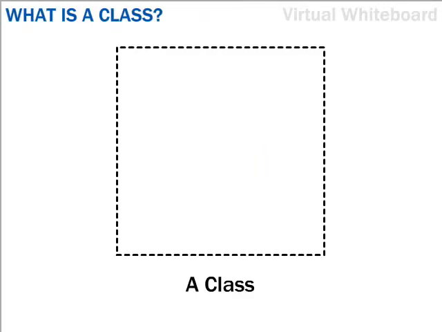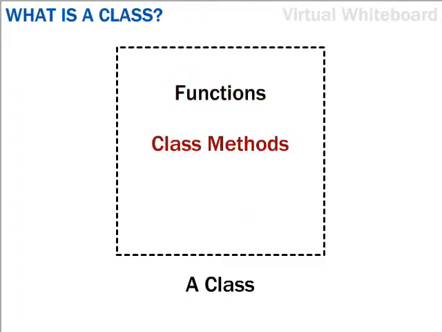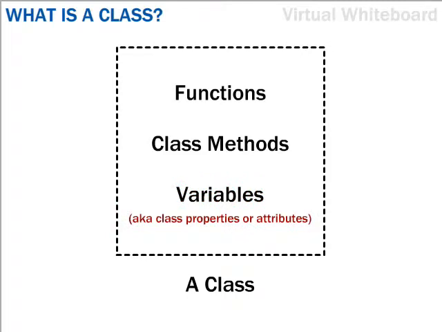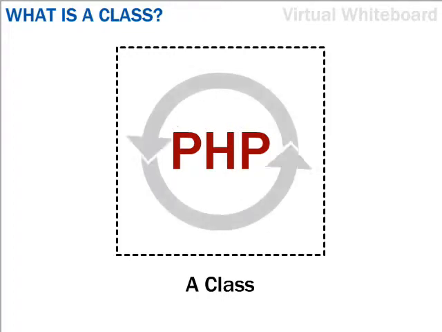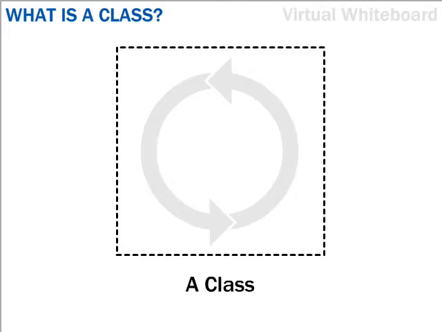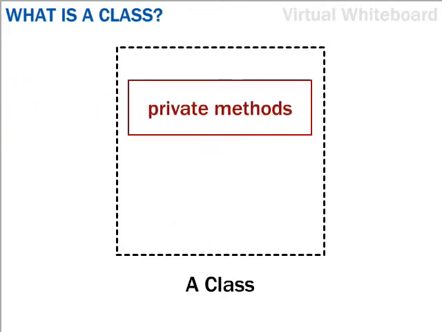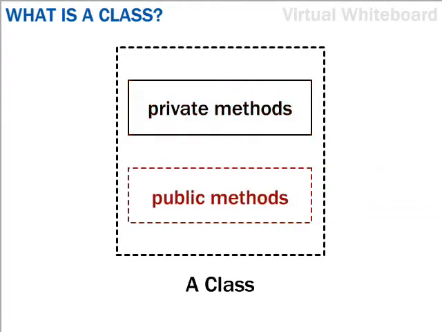A class is the template structure that defines an object. It can contain functions or class methods and variables, also known as class properties or attributes. Each class is made up of a set of PHP statements that define how to perform a task or set of tasks that you want to repeat frequently. The class can contain both private methods, which are only used internally to perform the class's functions, and public methods, which you can use to interface with the class.